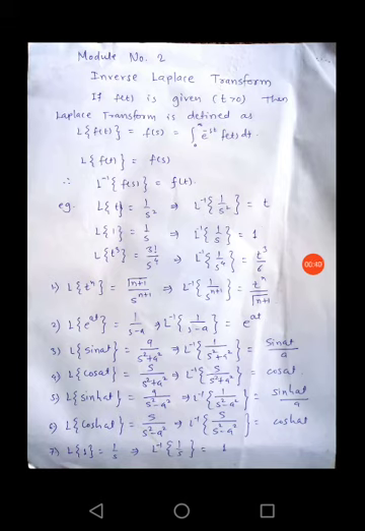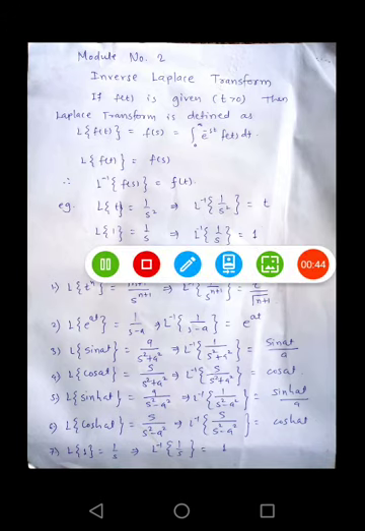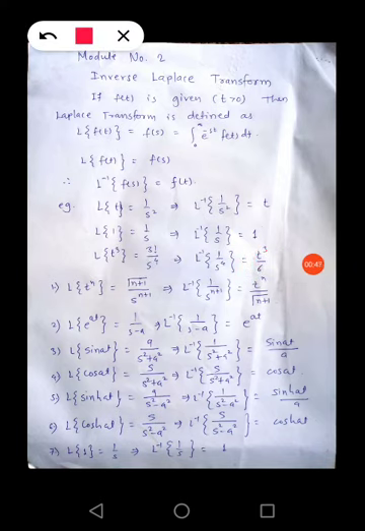So let's begin with this. If f of t is given to you, and t is any positive number, then Laplace transform is defined as Laplace of f of t equal to F of s. So function of t is transferred to function of s, which is nothing but the integral from 0 to infinity of e raised to minus st f of t dt. In short, we may write Laplace of f of t is equal to F of s.